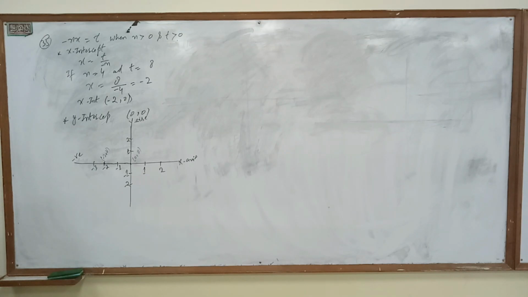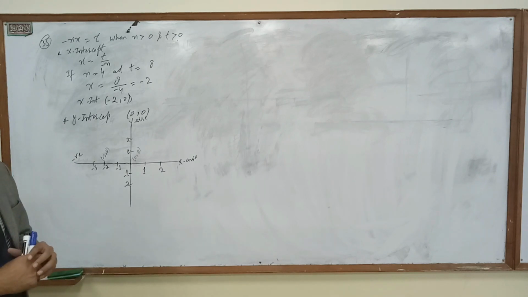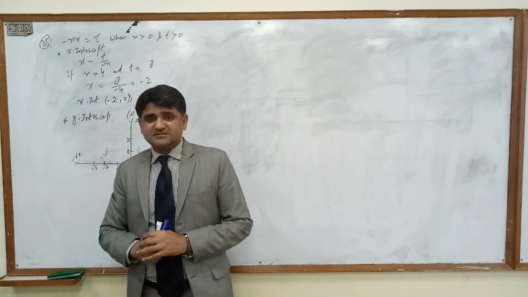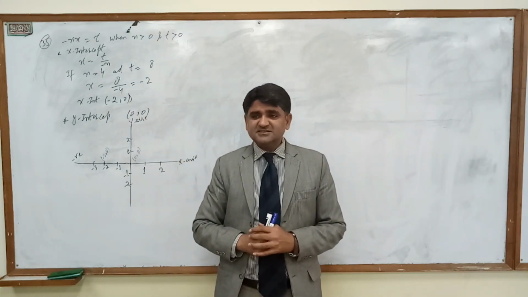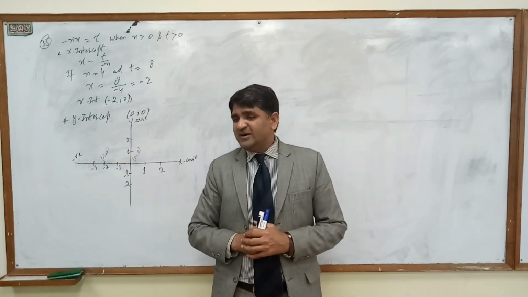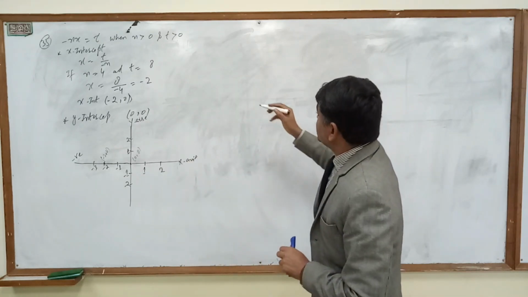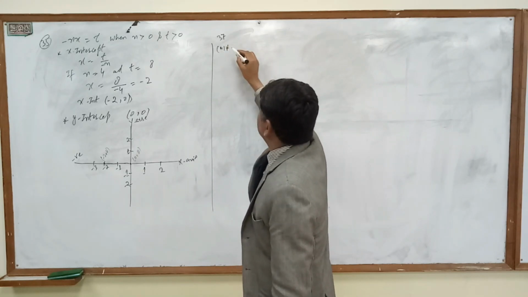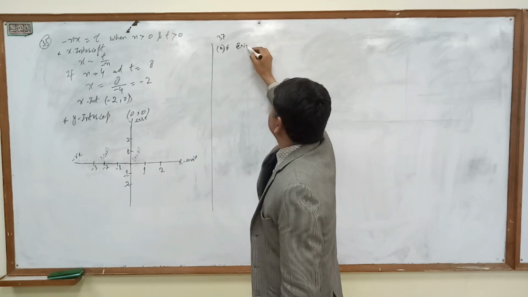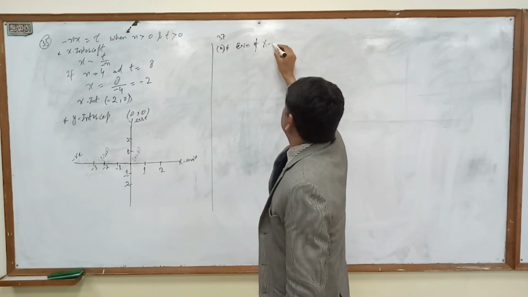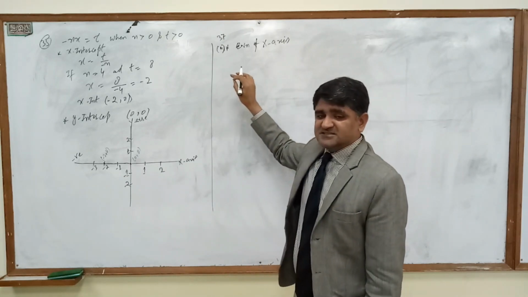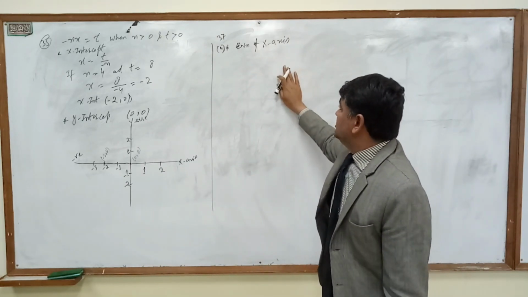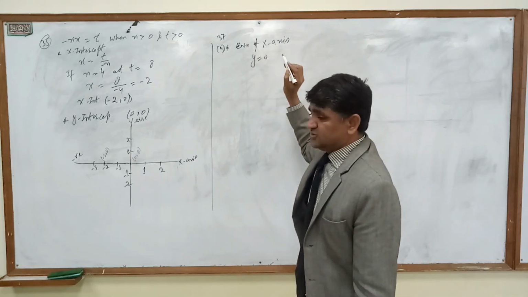What is question number 37? What is the equation of the x-axis and the y-axis? Part A, equation of the x-axis. The x-axis has the equation where y is equal to 0. What will we be writing here? The x-axis has the equation where y is equal to 0.